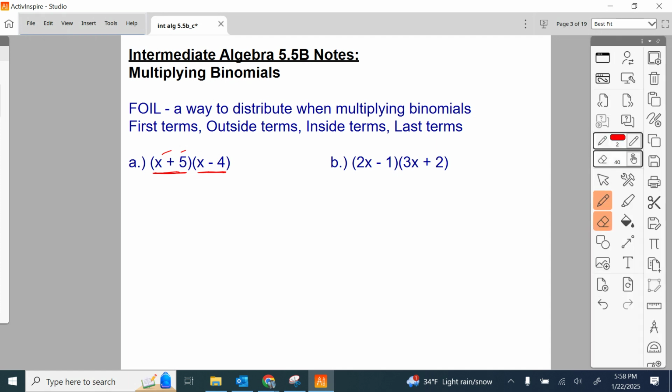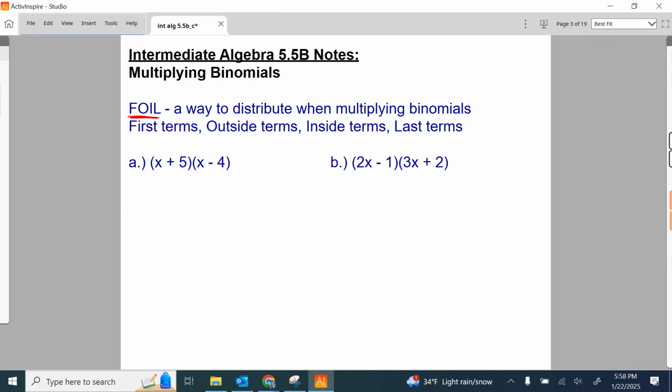All right, and there's a process we do to multiply those. We talked about it before winter break really quickly before you took that district common assessment, but it's the FOIL process. It's a way to distribute and multiply those two binomials together. So that's what we're going to use.